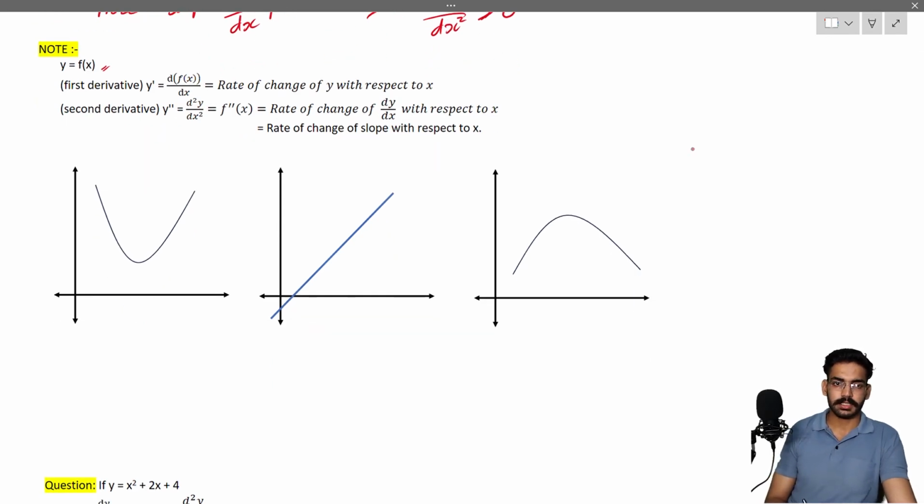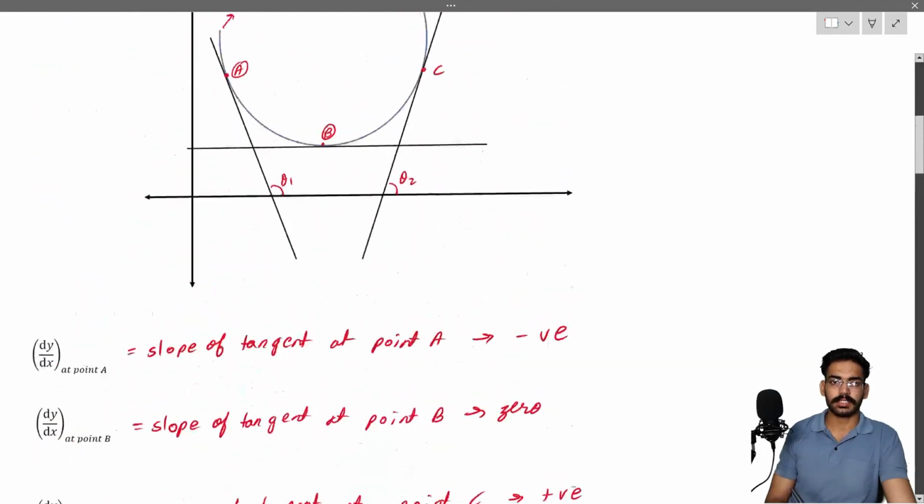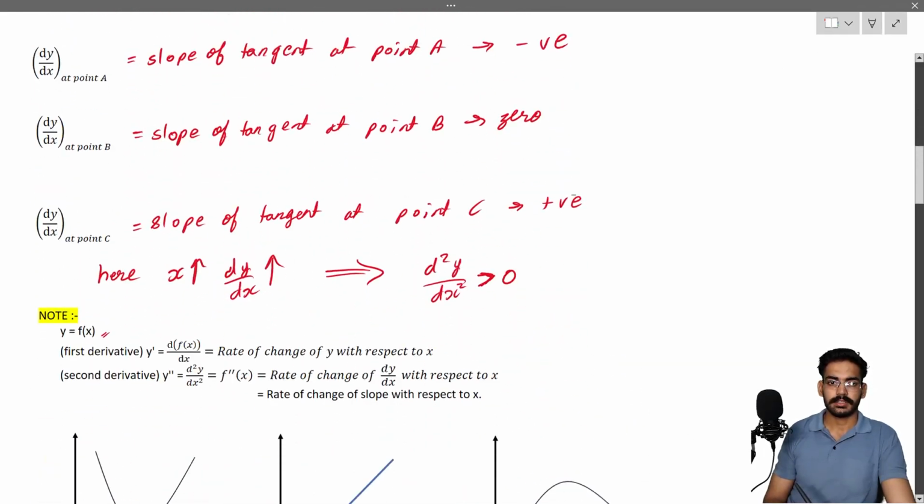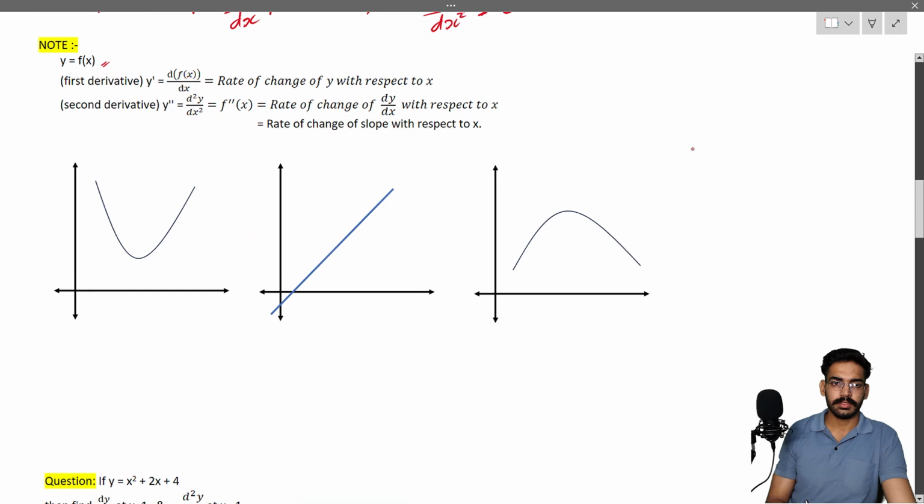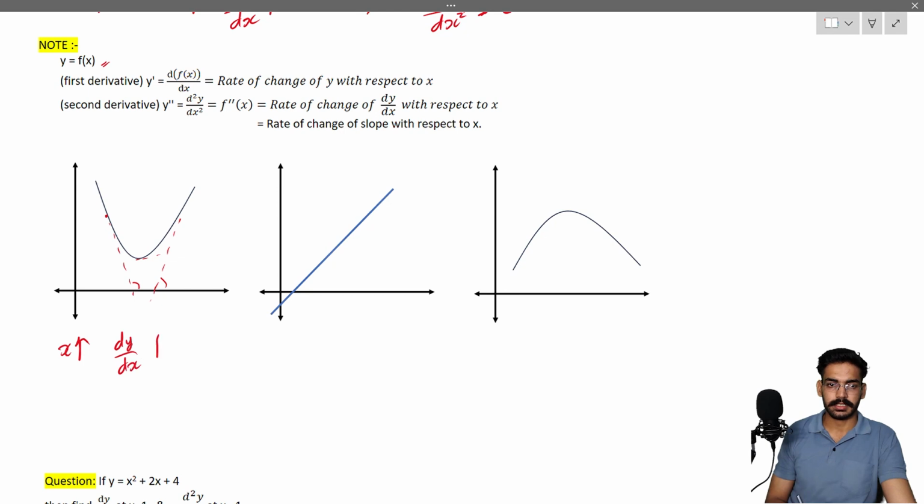This case is similar to what we discussed here, right? So you can observe here also, the slope is negative, then the slope is 0, and then the slope is positive. With increasing x, dy by dx is increasing, going from negative, then 0, then positive. So what can I say? d2y by dx square is positive.